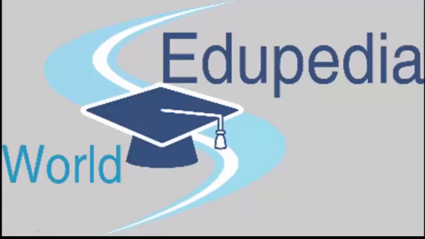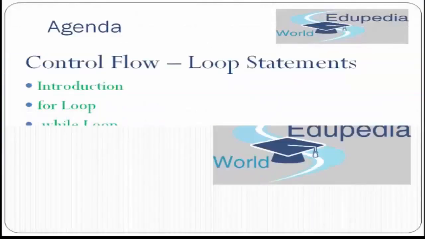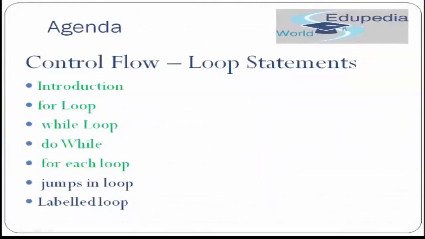In this tutorial, we'll continue studying the control statements, and in that we were studying loop statements. So far we have covered introduction to loop statements, for loop, while loop, do while, and for each loop. In this video, we'll complete the tutorial by learning about jumps in loop and labeled loops. So let's begin.